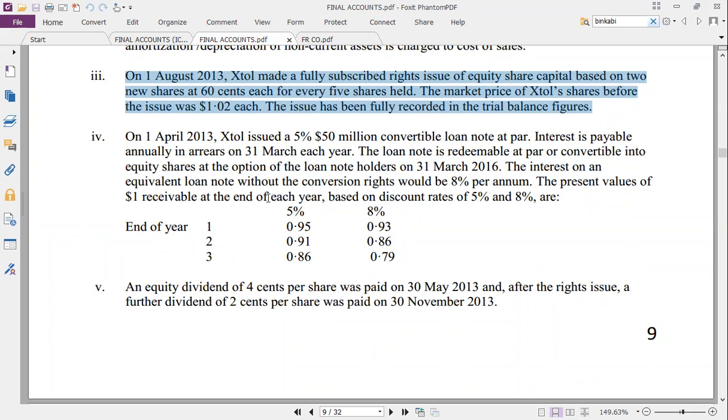One of the recent exam questions captured this footnote, and we'll look at it right after this. So the interest rate on equivalent loan notes without the conversion right will be 8% per annum. The present values of $1 receivable at the end of each year, based on discount rates of 5% and 8%, are in here. This is what we call a compound instrument. How to treat compound instruments? For this particular note, I'll actually solve it.